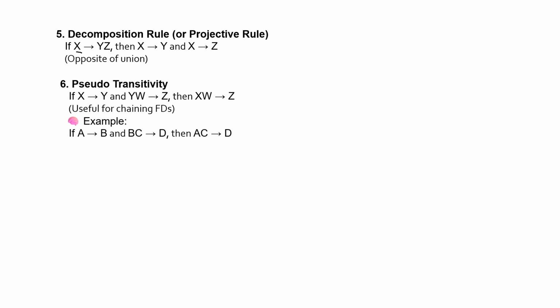There's a pseudo-transitive functional dependency as well. Let's say Y is functionally dependent on X and Z is functionally dependent on YW. Then we can say that XWZ is functionally dependent on XW.